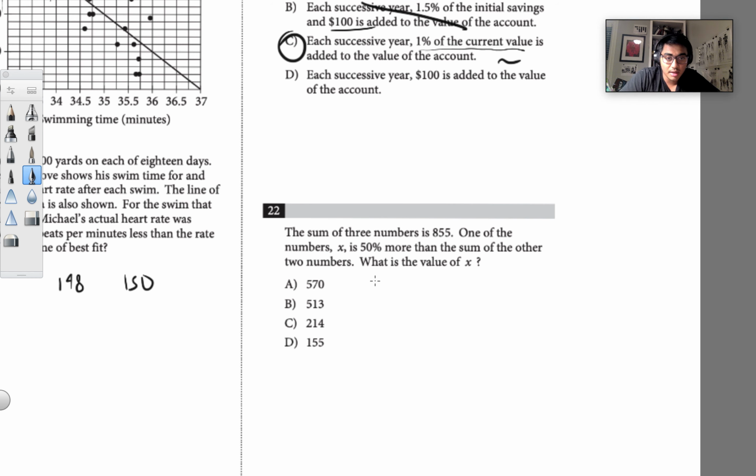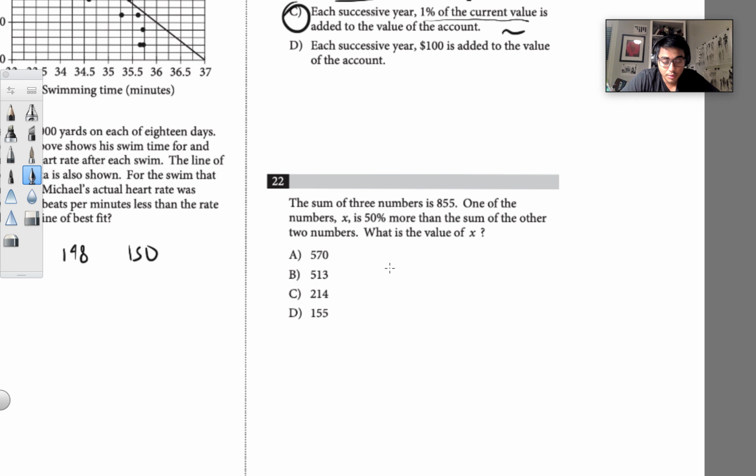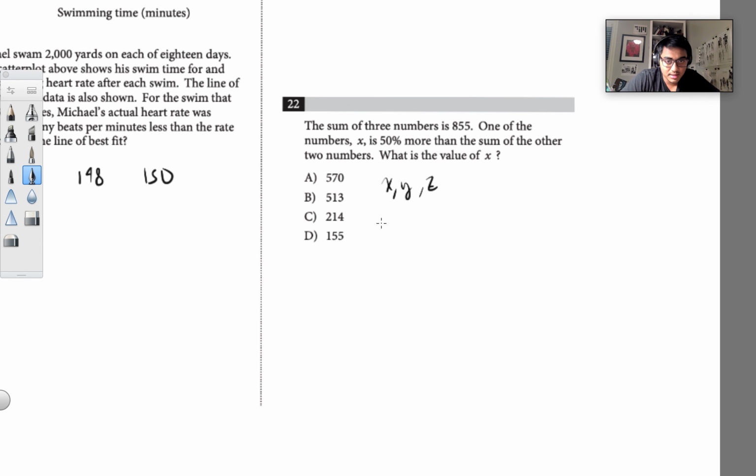The sum of three numbers is 855. One of the numbers, x, is 50% more than the sum of the other two numbers. What is the value of x? Okay, so let's say we have three numbers, x, y, and z. And the sum of the numbers, x plus y plus z, is equal to 855, right? Now, we know that x is equal to 50% more than the sum of the other two numbers. So x is equal to 1.5 times y plus z.